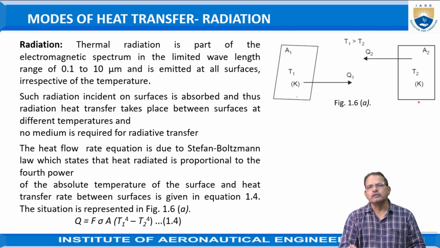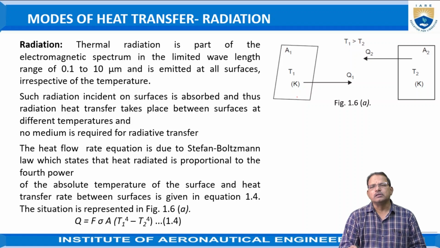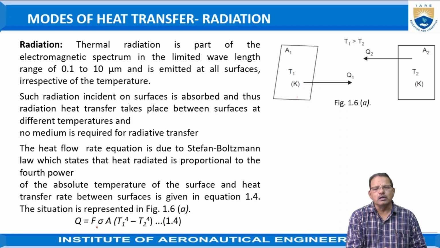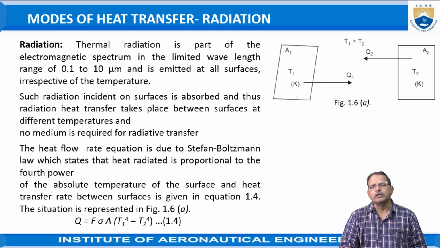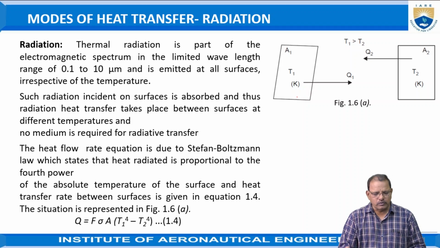According to the Stefan-Boltzmann law, the net amount of heat energy flowing from a body at higher temperature to a body at lower temperature is given by the equation F into sigma into A, T1 to the power of 4 minus T2 to the power of 4. Where F is the shape factor, sigma is the Stefan-Boltzmann constant, which is equal to 5.67 into 10 to the power of minus 8, T1 is the temperature of the body at higher temperature, and T2 is the temperature of the body or region at lower temperature.